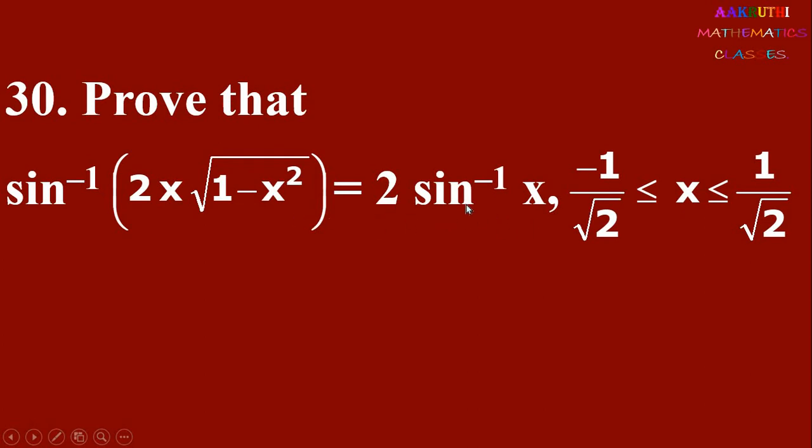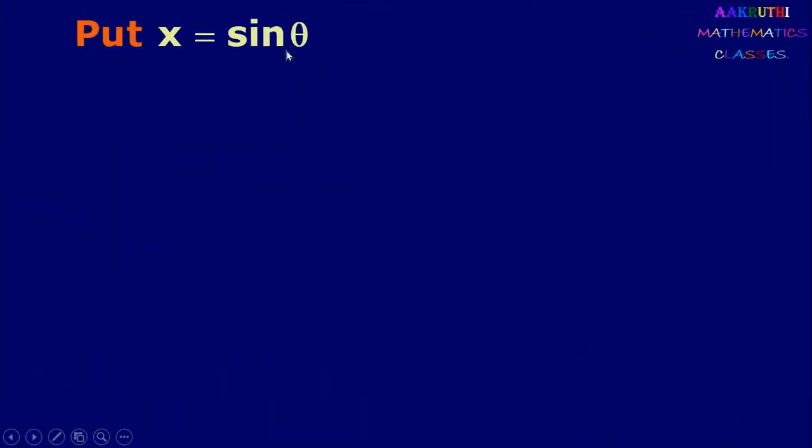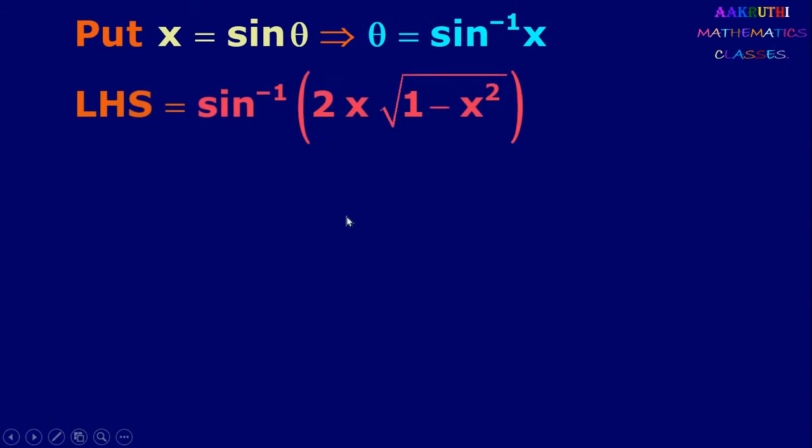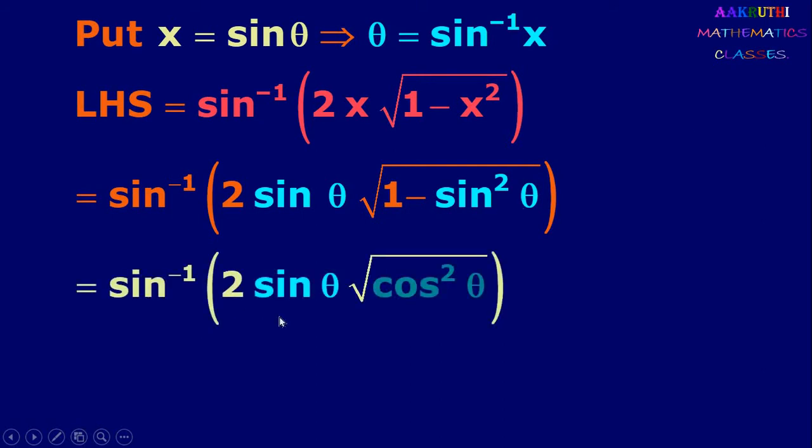Or see here the answer, it is sin inverse x. So you have to get sin inverse x. To get sin inverse x, put x equal to sin theta. Now here put x equal to sin theta, therefore theta equal to sin inverse x. Now given question is sin inverse 2x into root of 1 minus x square. Substitute x equal to sin theta, we get sin inverse 2 sin theta into root of 1 minus sin square theta. Now 1 minus sin square theta is cos square theta. So it is sin inverse 2 sin theta into root of cos square theta.